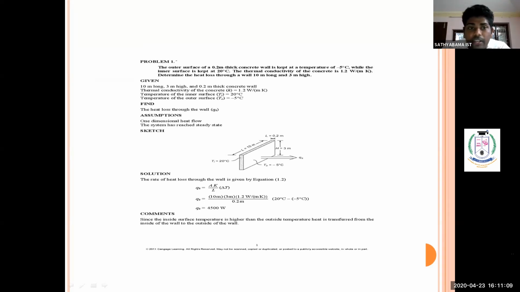First problem on Fourier law of heat conduction. The outer surface of a 0.2 meter thick concrete wall is kept at a temperature of -5 degrees Celsius, while the inner surface is kept at 20 degrees Celsius. The thermal conductivity of concrete is 1.2 watt per meter Kelvin. Determine the heat loss through the wall, 10 meter long and 3 meter high. You can see the diagram I have shown there. The inner surface temperature is given as 20 degrees Celsius, and the outer surface temperature is given as -5 degrees Celsius.